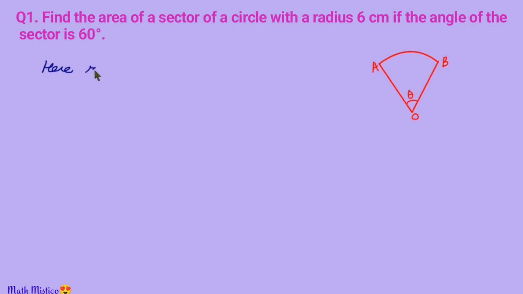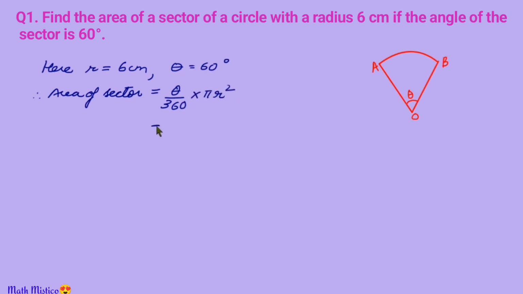So in our first problem, the radius of the sector is 6 centimeter and the angle of the sector theta is 60 degrees. So area of this sector will be theta upon 360 into pi r square. Replacing the values, 60 upon 360 into 22 upon 7 into 6 into 6. Cancelling and solving further, we get 132 upon 7 or 18.86 centimeters square.